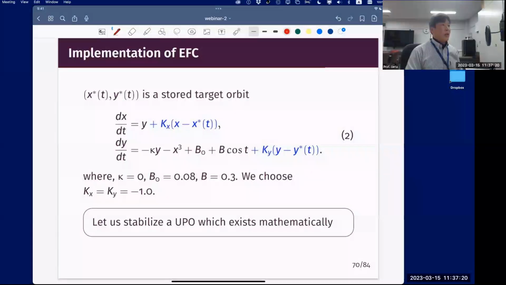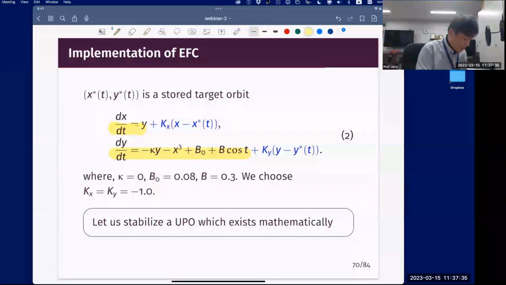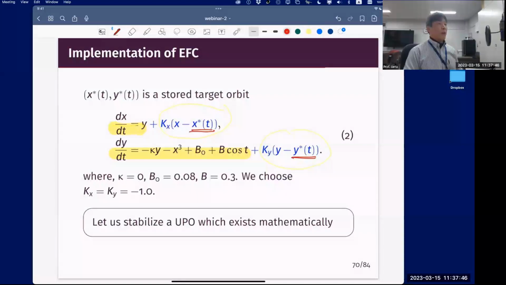And actually, this is the actual implementation. Here is the original differential equation, Duffing's equation, and we apply the feedback values here. XT and YT are the stored unstable periodic orbit time series. We just evaluate the errors and apply the control gains, KX and KY. We just apply them here.